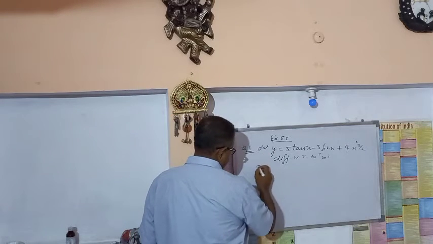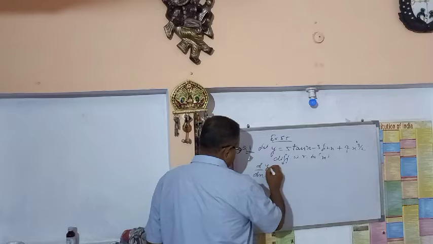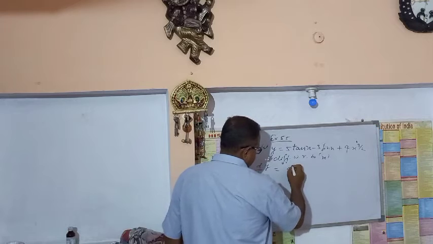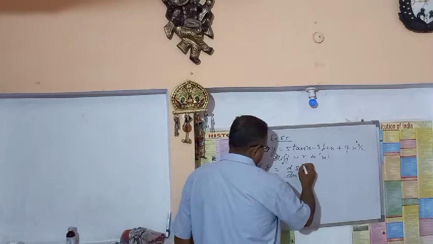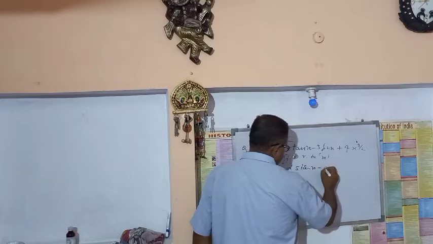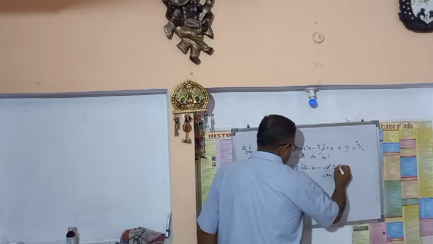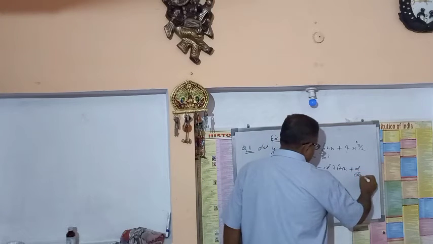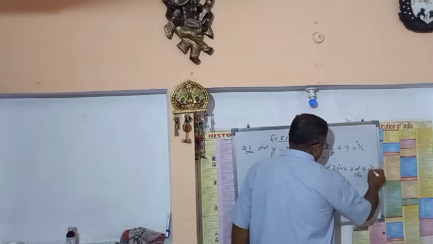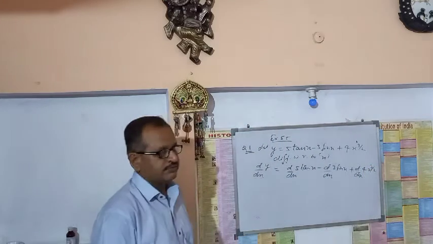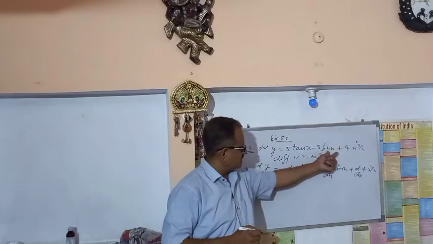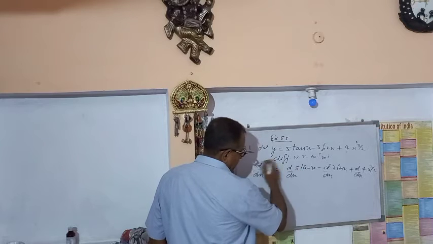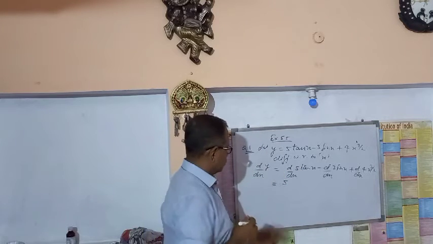On the left side, we will write dy by dx of y. Right side, we will write d by dx of 5 tan x minus d by dx of 3 sin x plus d by dx of 4 into x to the power 3 by 2. So we have to differentiate each term. How can we differentiate? 5 is constant, take it outside.